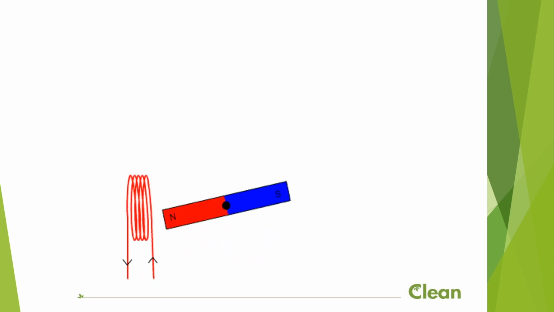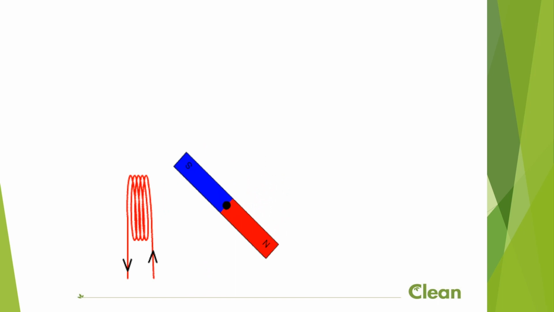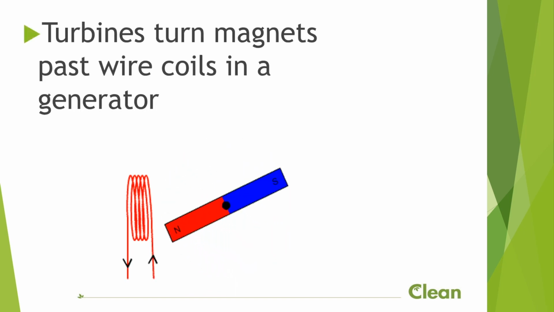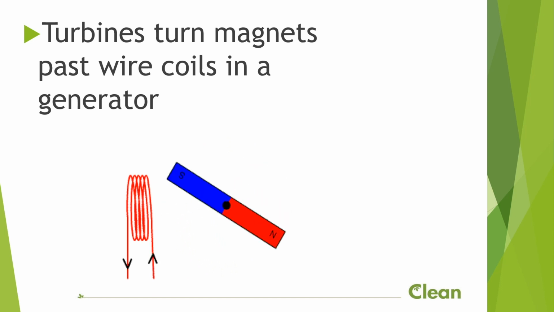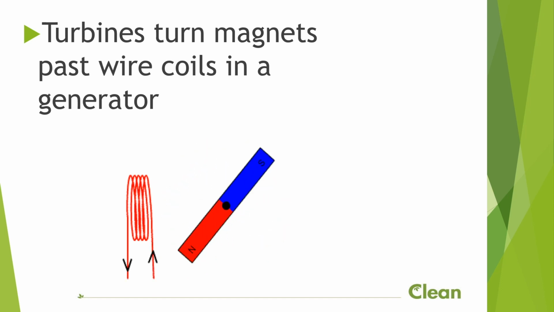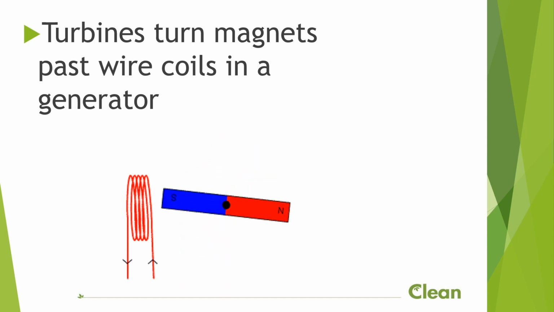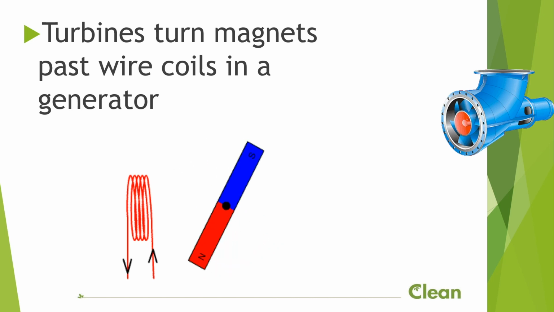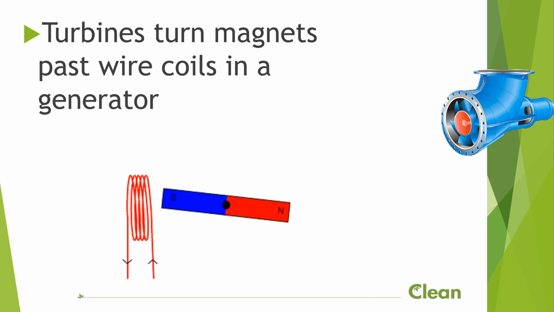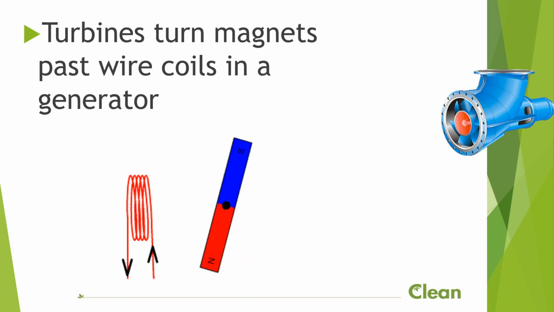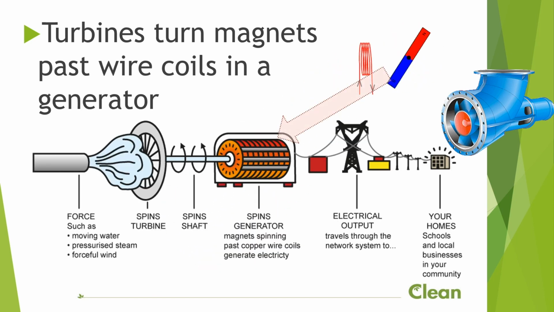So here, we have a magnet spinning inside a coil. Now you're probably wondering, what is spinning that magnet? Well, turbines turn the magnets inside that wire coil, inside a generator, to make electricity. That's what a turbine looks like. It's basically a giant propeller that takes an external force attached to a shaft, attached to a magnet, spinning inside of a coil.